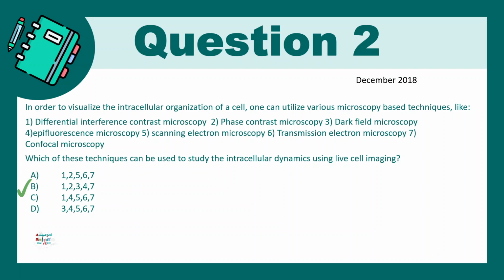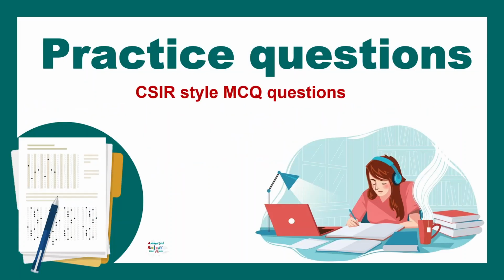So you can see this particular question was asked in part C. So this question was easy, directly application oriented. And if you have understood the lecture, you can easily answer these kind of questions. Now let's practice some CSIR style MCQ questions.